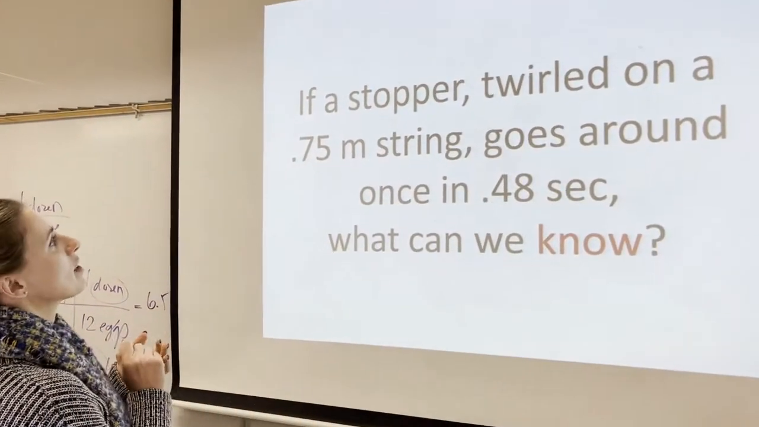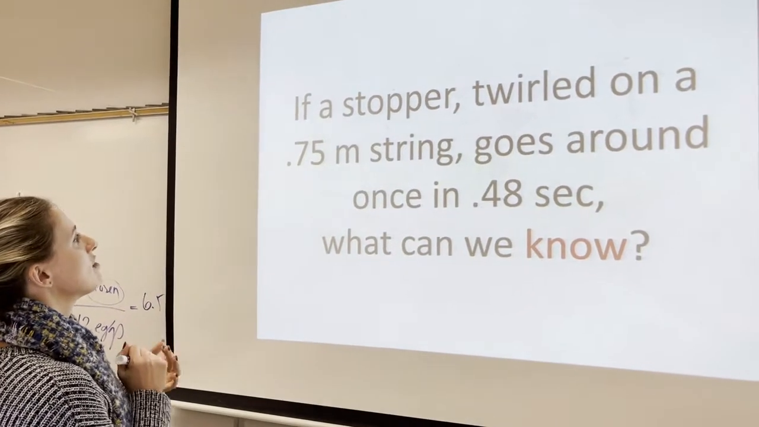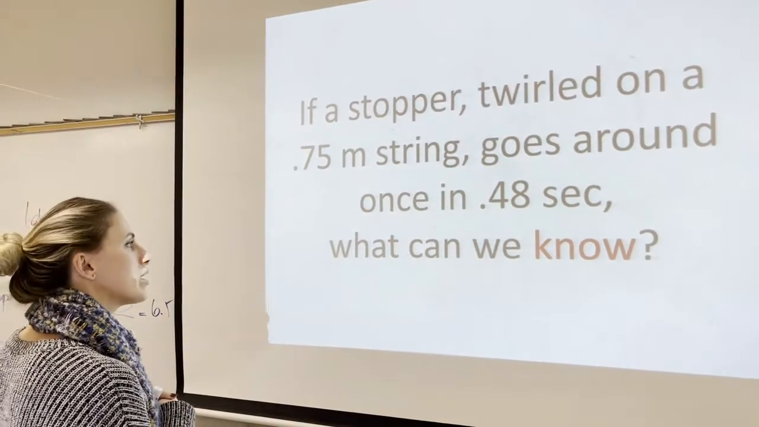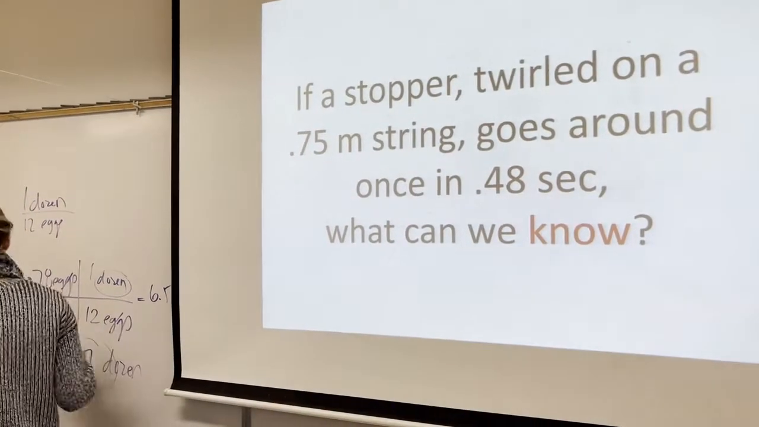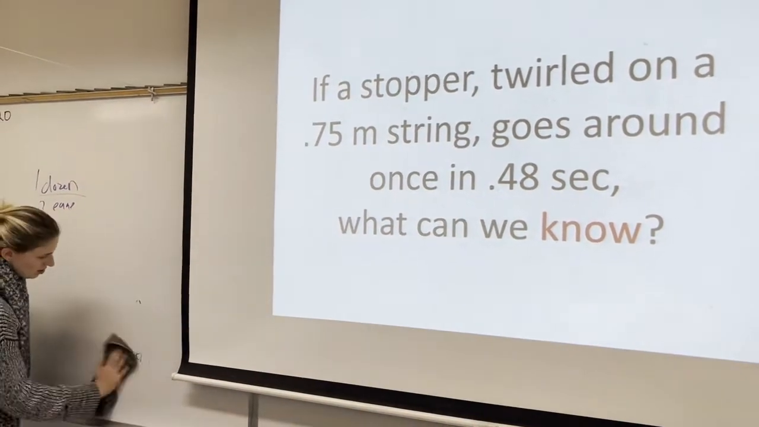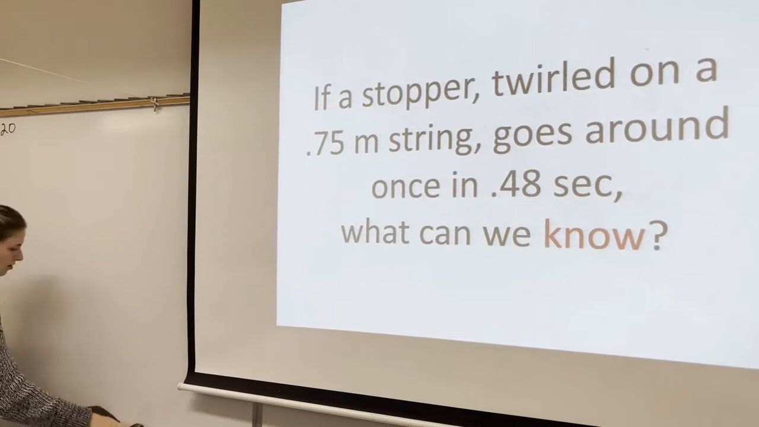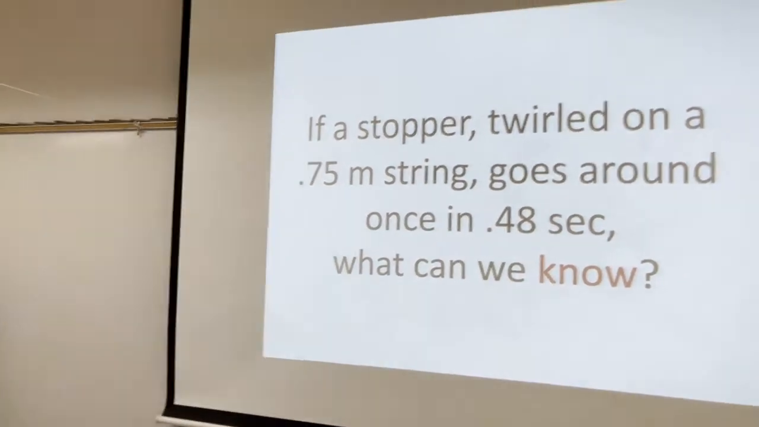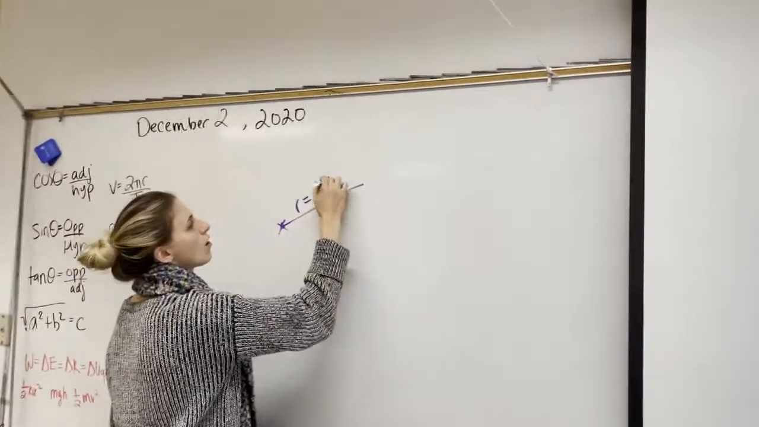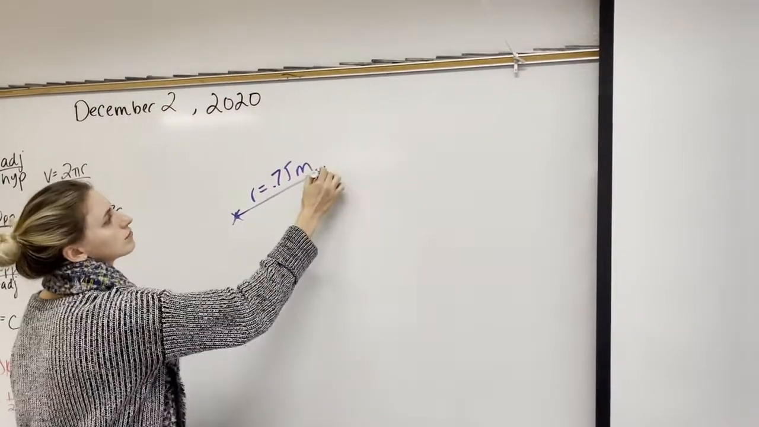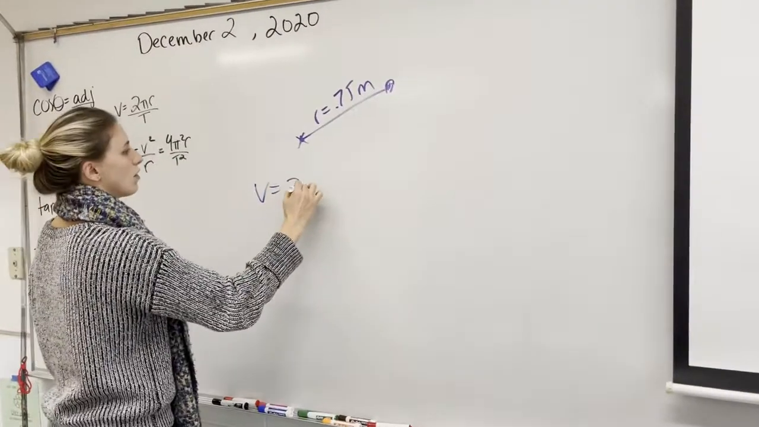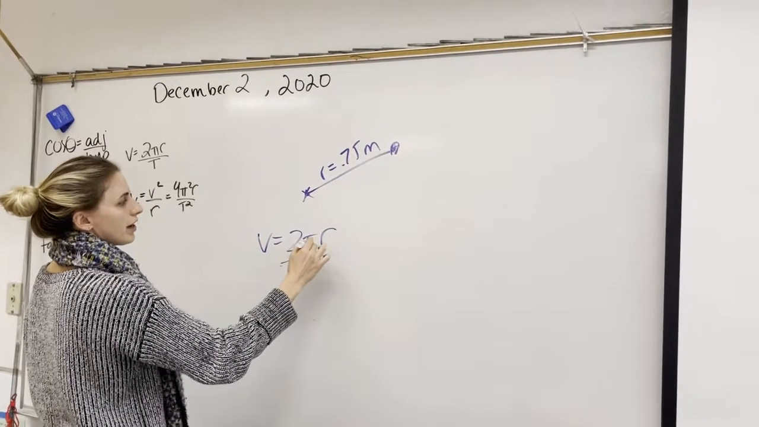If a stopper twirled on a 0.7 meter string goes around once in 0.48 seconds, what can we know? Well, there's a bunch of stuff you can get out of that. What were those equations for circular motion? Well, let's see. If the string is 0.75 meters, that's the radius, yes? And if we know the radius and nothing else, what else can we know? Well, we can know the velocity, because velocity is 2 pi r over t. Yep, right? We can know the velocity.